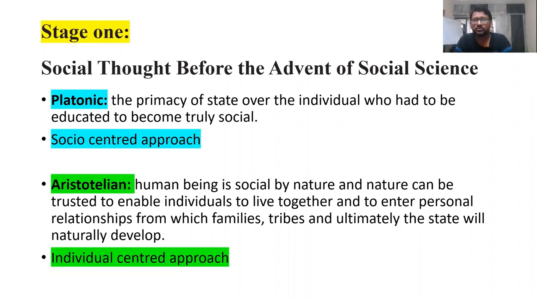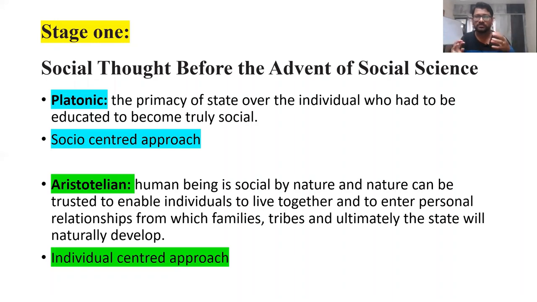So there were two earlier forms of social thought over the centuries: one is Platonic, and another one is Aristotelian thought. Platonic thought states the primacy of the state over the individual, who had to be educated to become truly social. It means it is a socio-centered type of thought. Aristotelian thought suggests that the human being is social by nature, and nature can be trusted to enable individuals to live together and to enter personal relationships from which families, tribes, and ultimately the state will naturally develop. So it is an individual-centered approach.